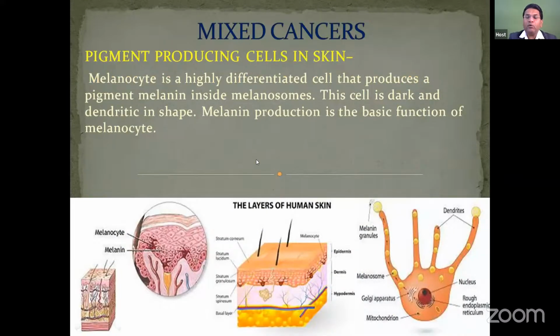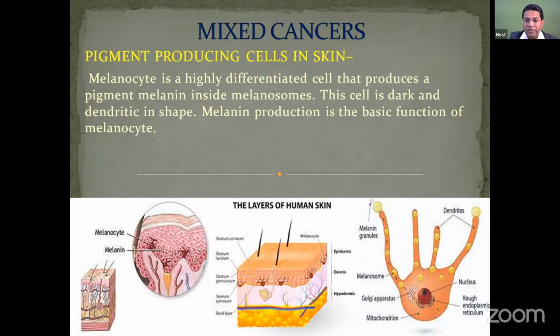Now the pigment producing cells in the skin. Skin में कौन से cells involve होते हैं और कौन से tumors यहाँ पाए जाते हैं. So melanocyte is a highly differentiated cell that produces a pigment melanin inside melanosomes. The cell is dark and dendritic in shape. Melanin production is the basic function of melanocyte.